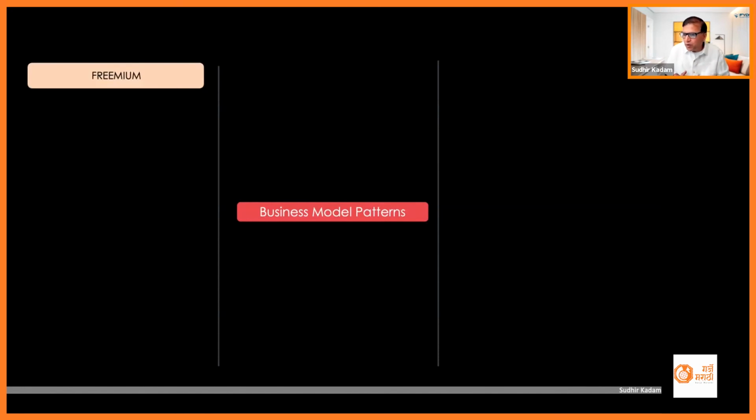First is the freemium model. Free for a while, and then if you want the additional services, you start paying for that. So the basic service is free, and you charge for the premium service. Skype is an example of that.